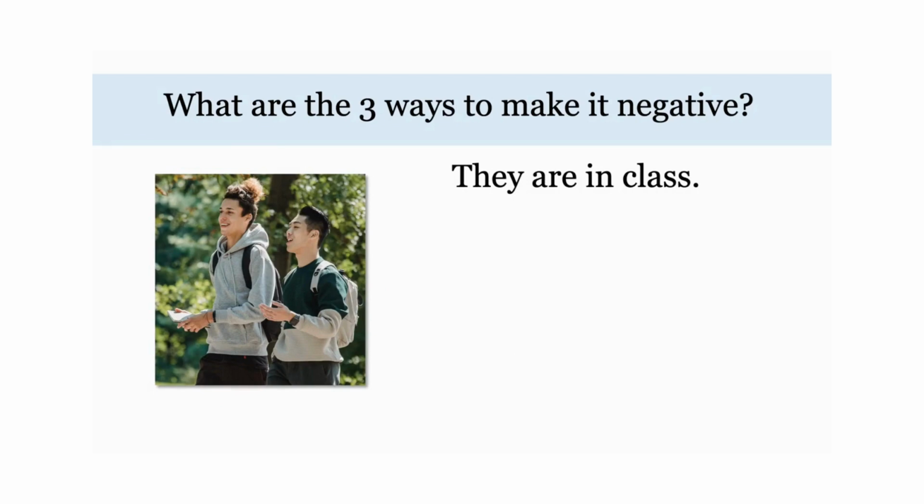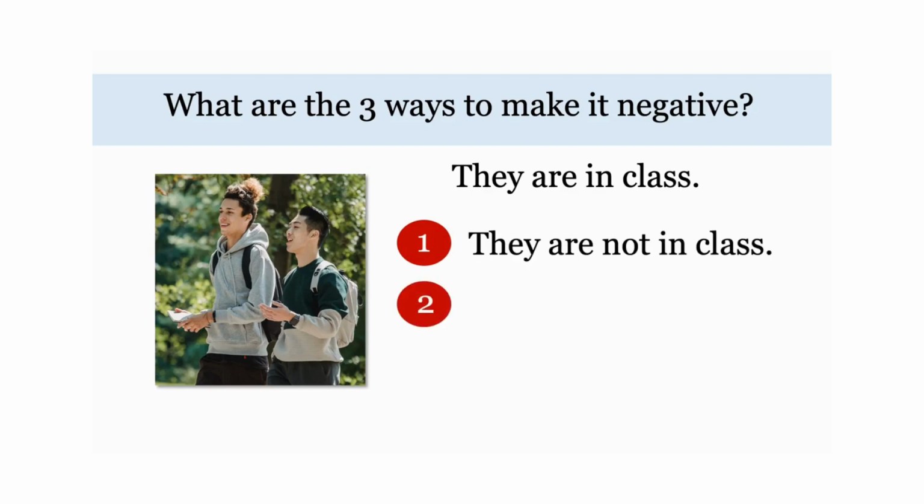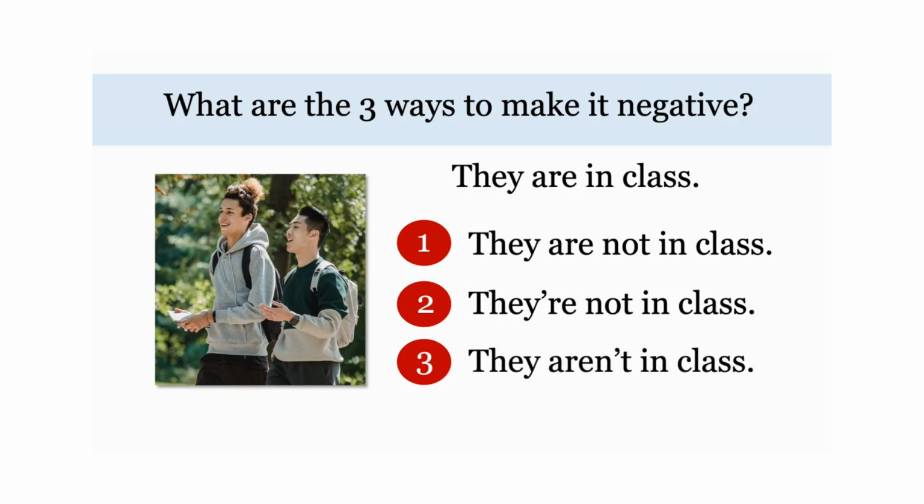What are the 3 ways to make it negative? This time the sentence is, they are in class, but no, look at the picture. They are outside. And the subject is they, so this time it's plural. The first way is just add not. They are not in class. The second way, make a contraction with they and are. They're not in class. And the third way, make a contraction with are and not. They aren't in class.